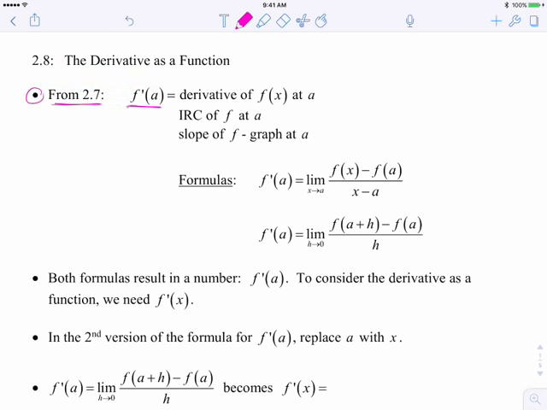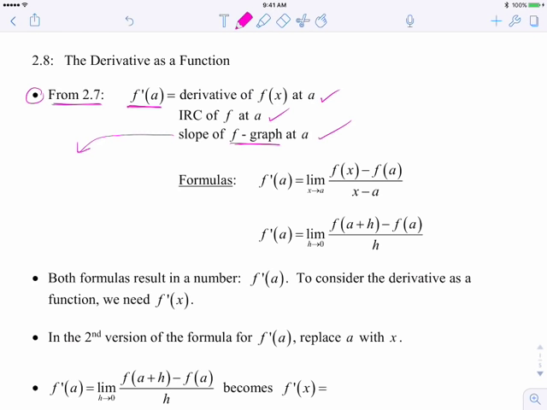So in Section 2.7, we defined what f prime of a was equal to, and we defined it in really three different ways. First, f prime of a is the derivative of f of x when x is equal to a. From a rate of change perspective, f prime of a is the instantaneous rate of change of f when x is equal to a. And the graphical interpretation is that f prime of a is equal to the slope of the graph of f when x is equal to a. I'd like to spend a couple seconds on that.